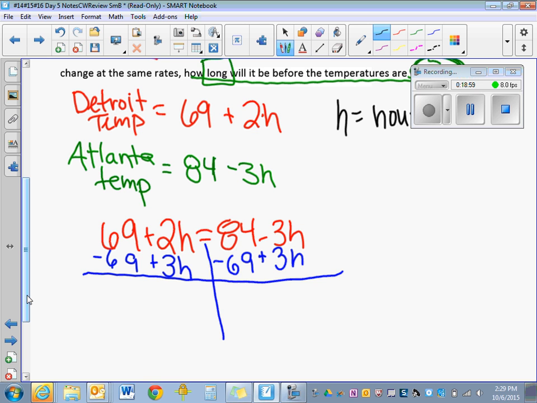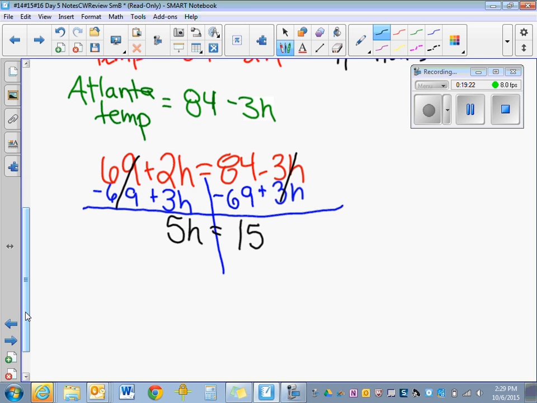Alright, so 69 minus 69, what does that give you? 0. And then 2h plus 3h? 5h. Equals 84 minus 69? 15. Good. And what's negative 3h plus 3h? 0. Okay, we're almost there. 5h equals 15. Divide by 5. Very good.